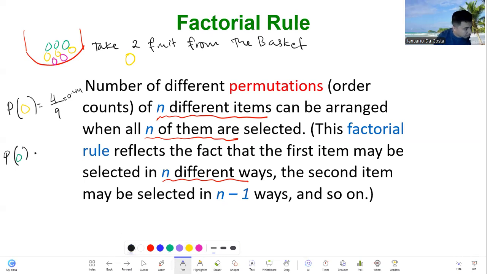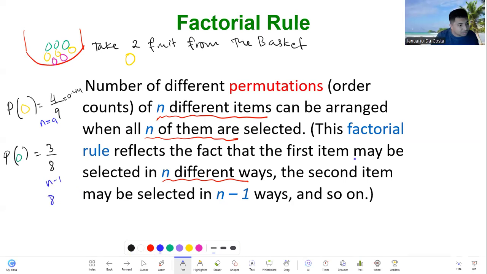For example, what is the probability of getting an apple? 3 over 8. Why 8? Because one of the fruits is already taken out, so the total inside is now, instead of 9, left with 8. That's what the definition is. So initially this n here is equal to 9, but here it is n minus 1, meaning 9 minus 1, which is equal to 8.